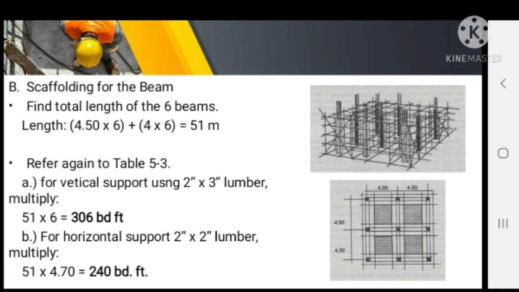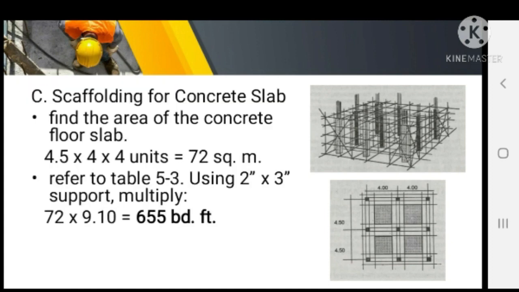Then referring again to table 5-3, the vertical support that will be used is solved by multiplying 51 meter by 6, which is equal to 306 board feet of 2 inch by 3 inch. For horizontal support, 2 inch by 2 inch lumber, we need to multiply 51 by 4.7, which is 240 board feet of 2 inch by 2 inch lumber.